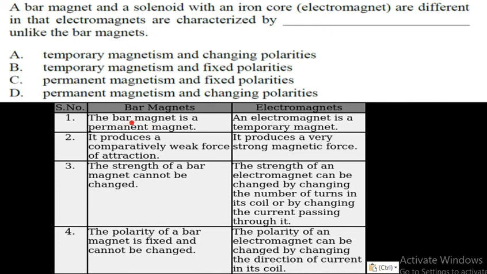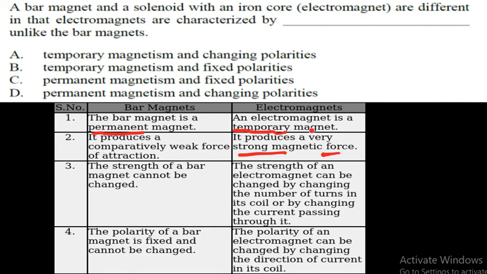What does it say? A bar magnet is permanent. It's permanent forever. Okay, we cannot change it. A bar magnet is naturally existing, but an electromagnet is temporary because this one is man-made. And the second point, a bar magnet produces a comparatively weak force of attraction, but an electromagnet produces a very strong magnetic force. And the other comparison, the strength of a bar magnet cannot be changed. If it is once strong, it will be strong forever. If it is weak already, it's going to be weak forever.